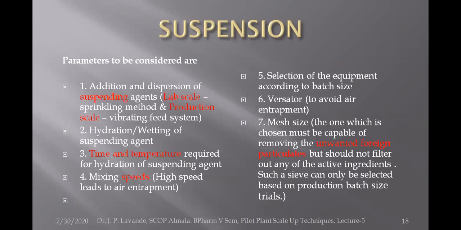What are the parameters that are to be attended in case of a suspension? So the addition of the suspending agent or the dispersing agent. The type of suspending agent and its amount are to be determined. The same kind of suspending agent which we are using in the lab, the same amount may not be applicable. The method which we are using in the lab may not be applicable. We have to select the proper system which is suitable for the commercial scale.